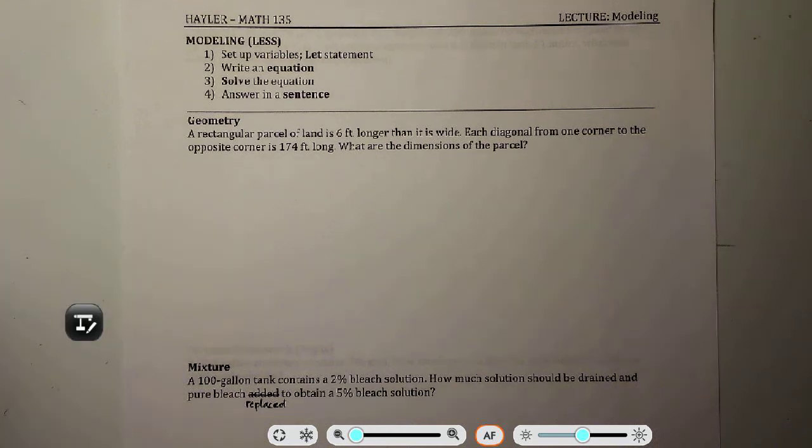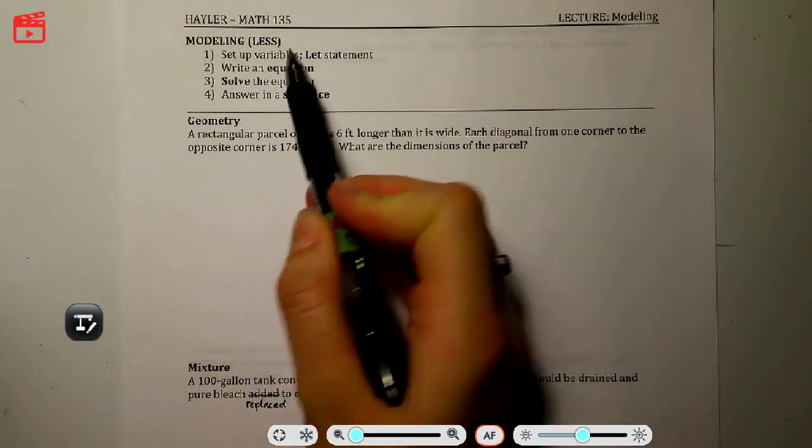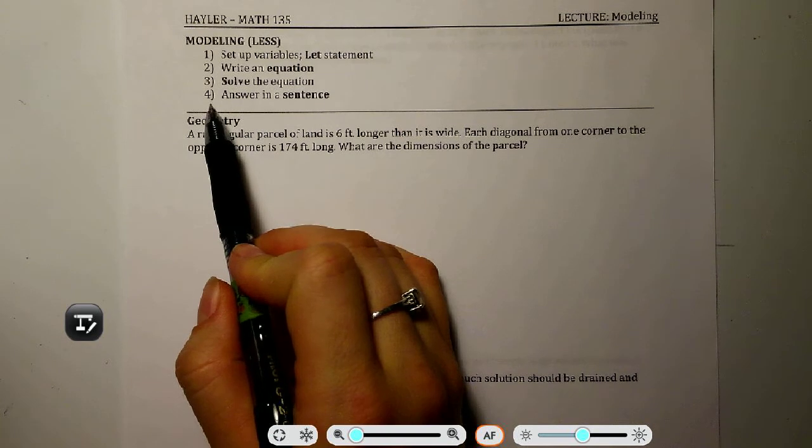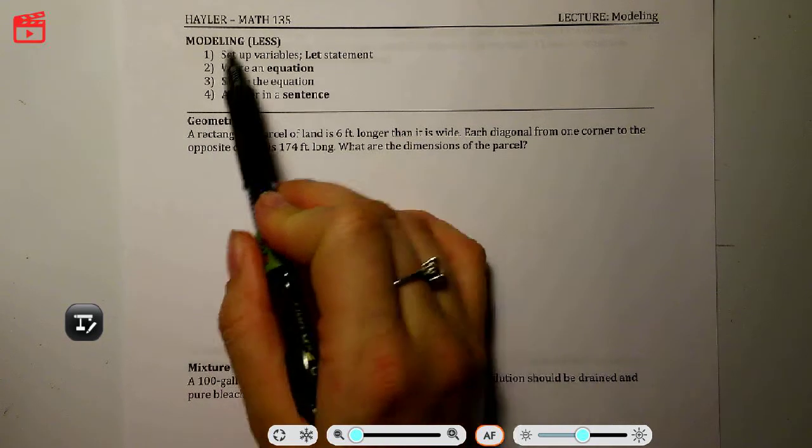All right, so here we are with the last section, kind of, for week 1. We're looking at modeling. Okay, so word problems. All right, one thing to note for modeling. These are 4 steps that I need to see when grading your work on your exams and on your homework. Okay, these are required to get points.